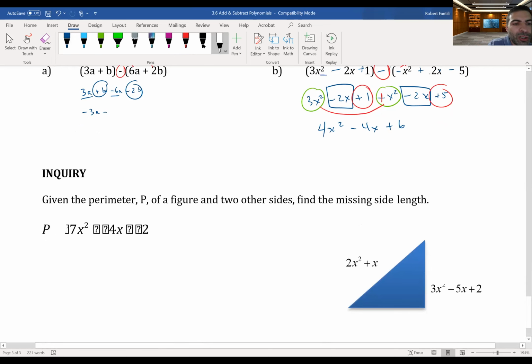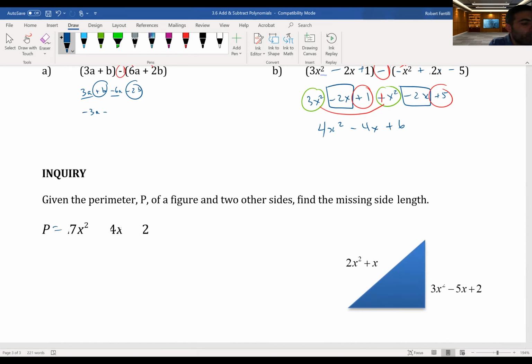All right, I got to change this as well. I don't know what happened here. Very weird and glitchy. Strange. And I don't know why. But that should say perimeter equals 7x squared plus 4x plus 2. Okay, 7x squared plus 4x plus 2. All right, so that's what the perimeter is supposed to be.